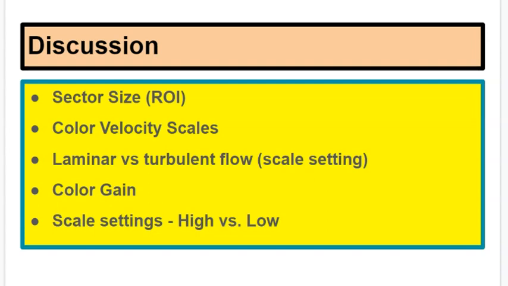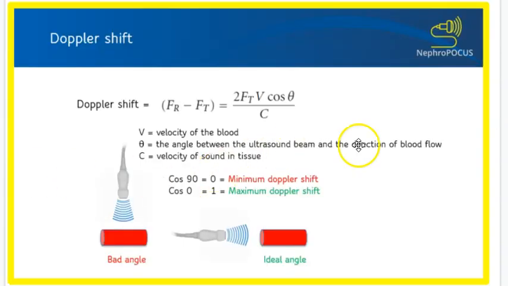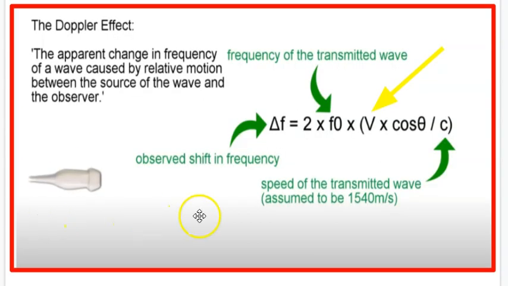Color gain. Well, we did mention the scale because you can go low, high versus low and adaptive and all of that stuff. So we mentioned the Doppler shift, and that you guys are taking this with Norma, so we understand that we have to be at an ideal angle with the blood to get the greatest Doppler shift. We talked about the Doppler equation and how that is rearranged to solve for velocity.